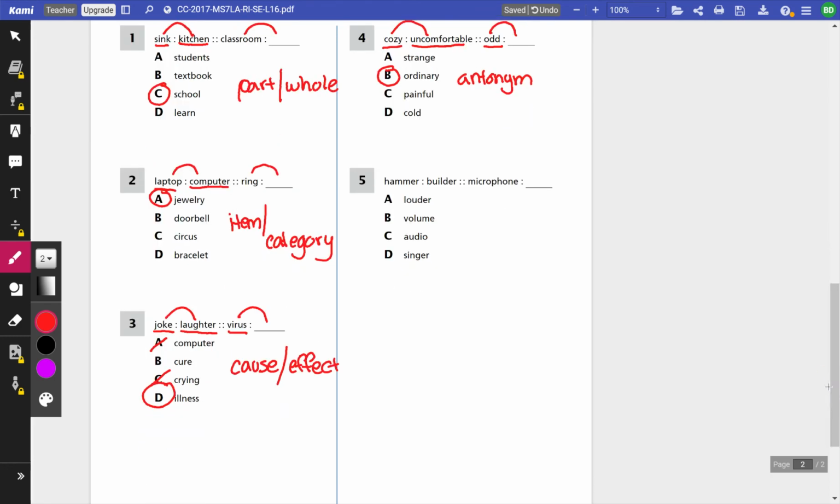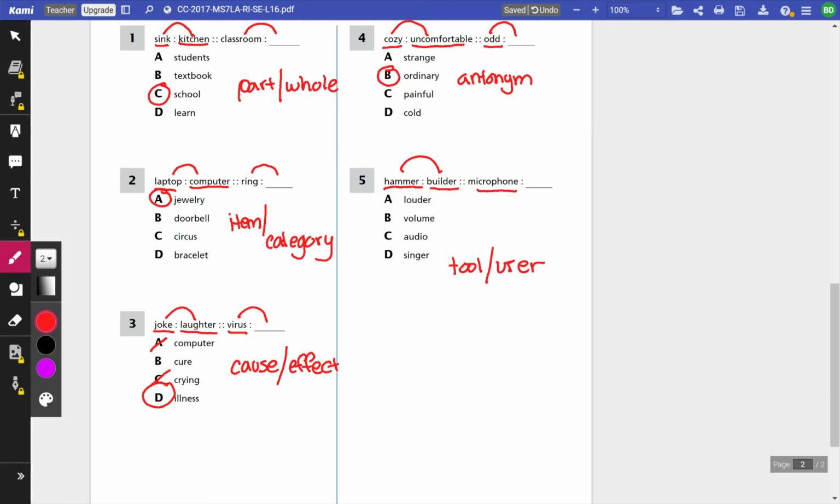So last one, guys. Hammer is to builder as microphone is to blank. So let's look at the relationship between the first two. So we have hammer and builder. A hammer I know is a tool, and a builder is probably going to use a hammer for whatever they're building. So we know that this is a tool and user situation. So the second half of the analogy also has to be tool to user.